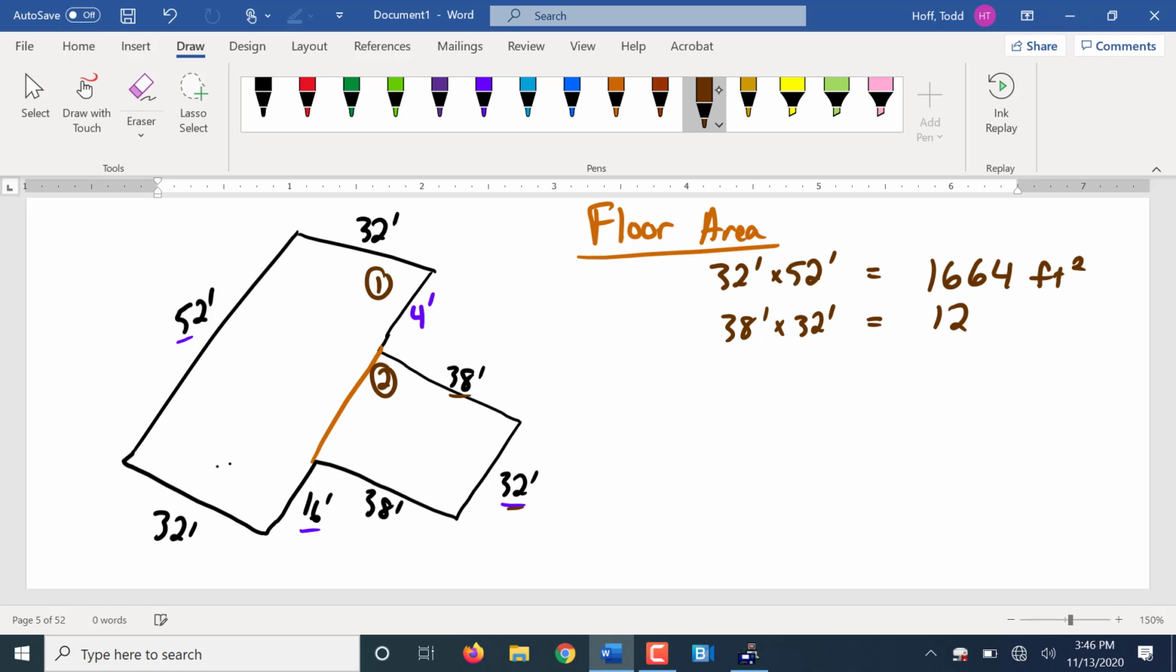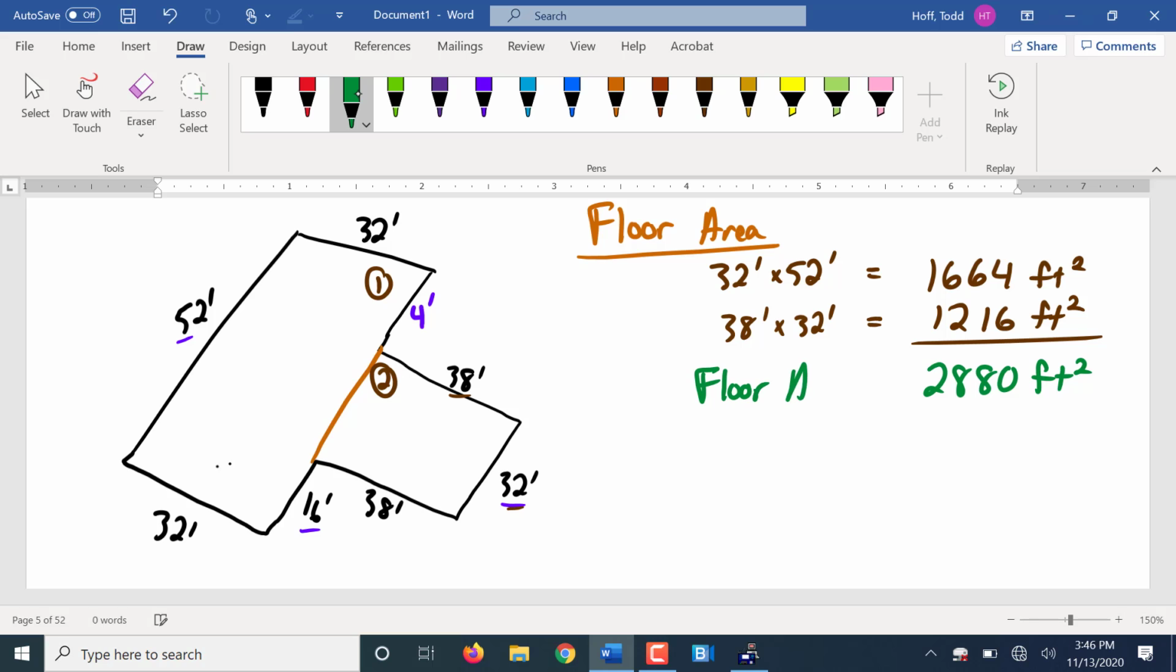Gives us what? 1260? 1216, thank you. Square feet. We add that up to get a total floor area. 2,880, good. Okay, we're going to save that. We're going to need that information to answer some questions here later on.